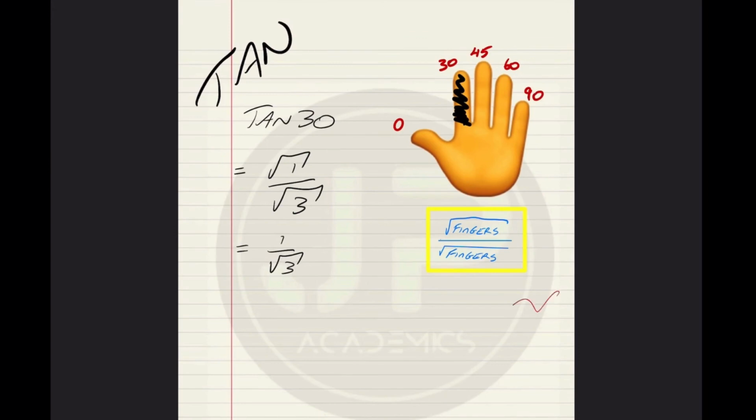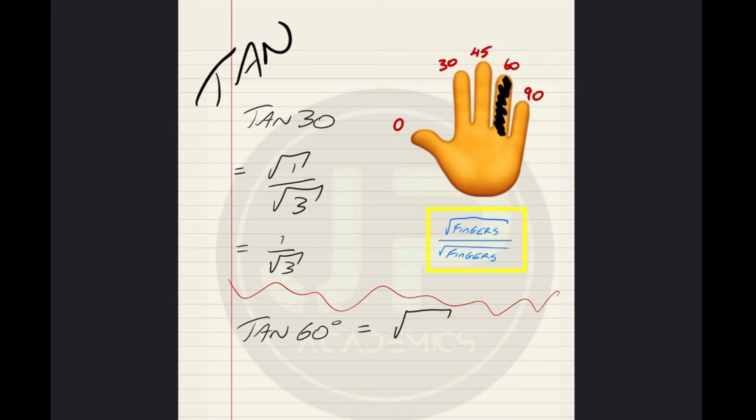Now if I take a second example, if I want to find tan of 60 degrees, well, the same thing applies. We'll ignore the 60 degree finger this time. So tan of 60 degrees, we take the square root of the left side of the ignored finger, which is 3, divided by the square root of the amount of fingers on the right side, which is 1. So we know that tan 60 degrees is root 3 over 1, which is just root 3.